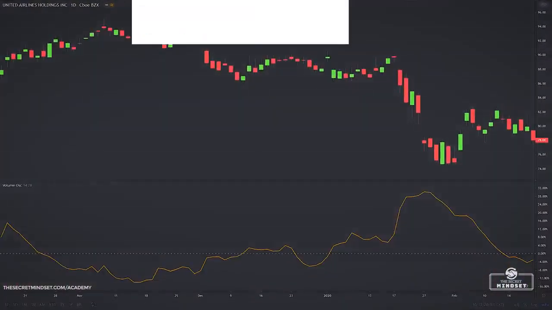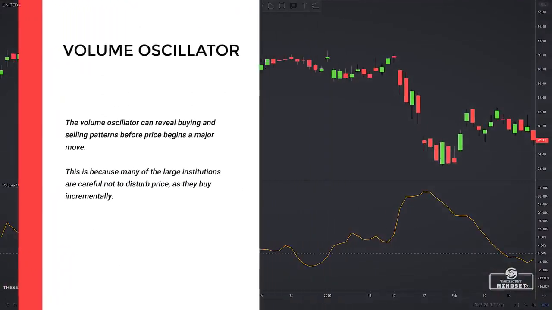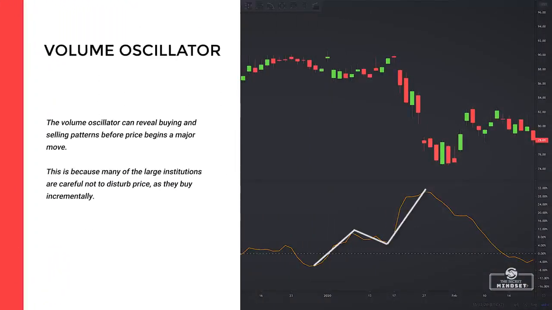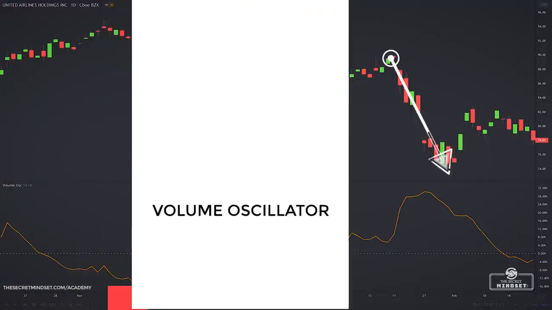In today's institutional activity-based market, the volume oscillator can reveal buying and selling patterns before price begins a major move. This is because many of the large institutions are careful not to disturb price as they buy incrementally.